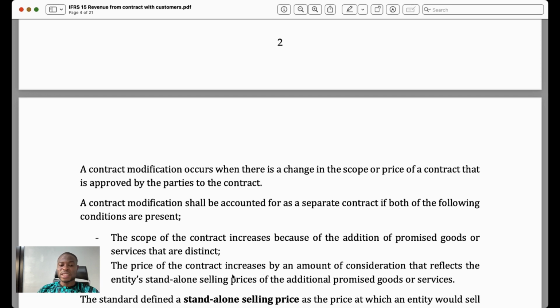And two is that the price of the contract increases by an amount of consideration that reflects the entity's standalone selling prices of the additional promised goods or services. That is, the price changed, and that change in price reflects the amount you would have sold that item for ordinarily, right? So that's what they mean by standalone selling price here. So if the change in price reflects the entity's standalone selling price of the additional promised goods or services, then it's a separate contract, right? You won't see it as an existing contract.